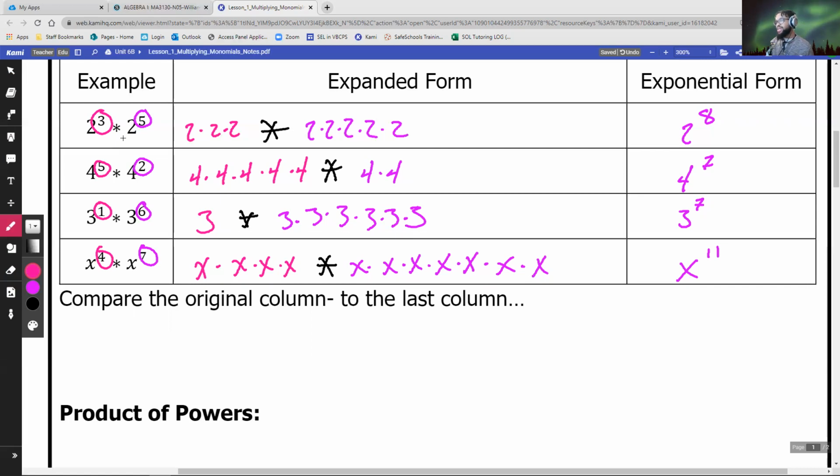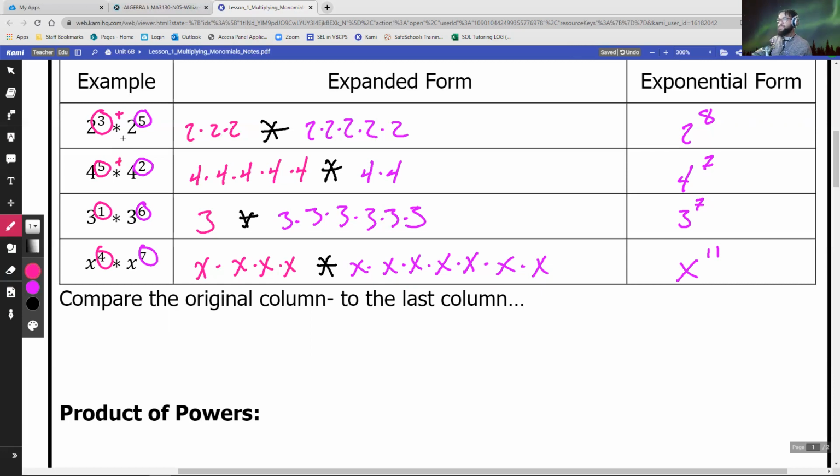What did we end up doing? We ended up just adding these two different exponents. Same thing with this 4 to the 5th and this 4 squared. We ended up just adding these exponents, all right? And if you go through and look at these, that is one of the things that's happening.